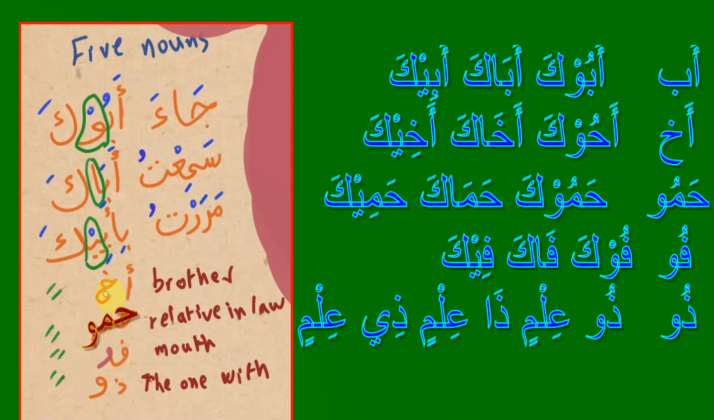So you can replace akh here because it works with these verbs that I used. So you can say جاء أخوك, سمعت أخاك, مررت بأخيك. حمو, which is a relative in law, you can say جاء حموك, سمعت حماك, مررت بحميك. So you can use other verbs with the other 2 nouns. So you will see these nouns with these 3 letters, u, a, and ya, depending on their position in the sentence. So this is the third one.